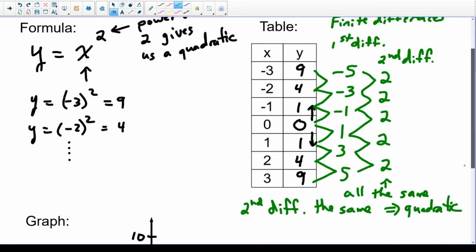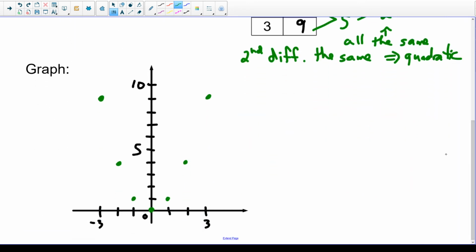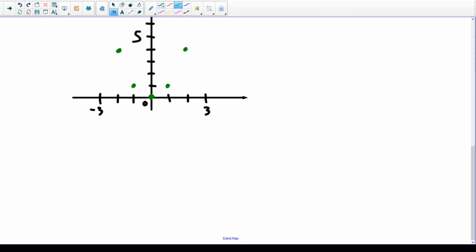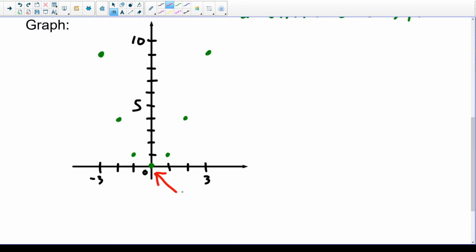So let's talk about some of the words that you need to know here. And this is a refresher from grade 10. This point down here has a special name on a parabola. It's called the vertex. Okay, it's where both sides connect at a peak, or in this case a valley. Okay, so that is called the vertex of the parabola.